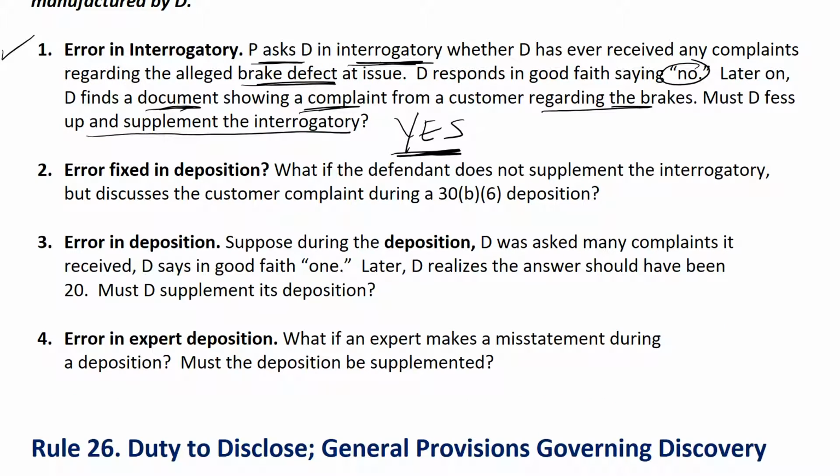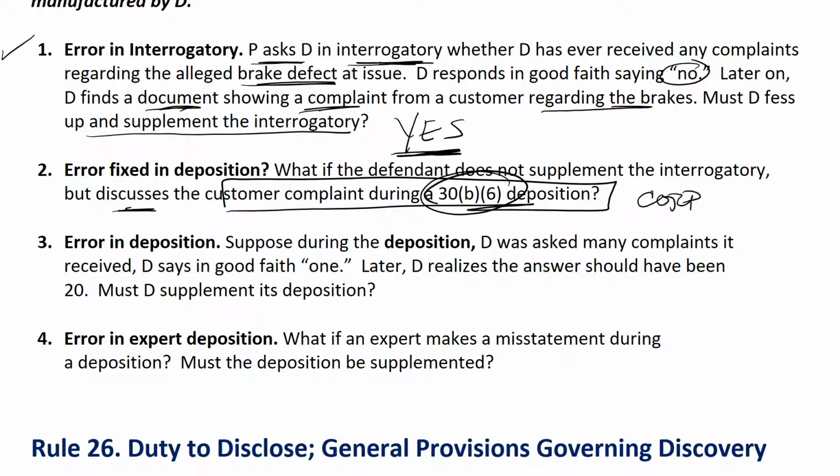Question number 2 builds on question number 1. What if the defendant does not supplement the interrogatory but discusses the customer complaint during a Rule 30(b)(6) deposition? We'll talk about depositions in the next video. A 30(b)(6) deposition is when you're deposing a corporation and you say, I want the corporation to be deposed, or I want, say, the head computer person at the corporation to be deposed.